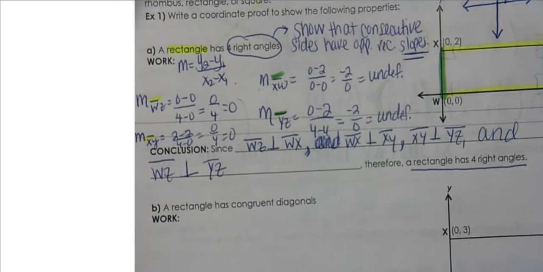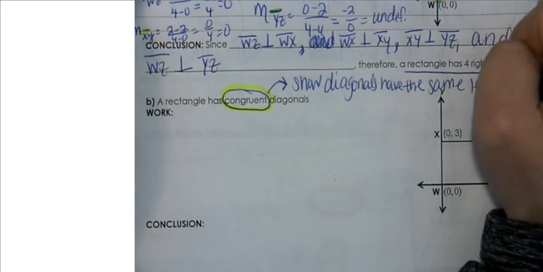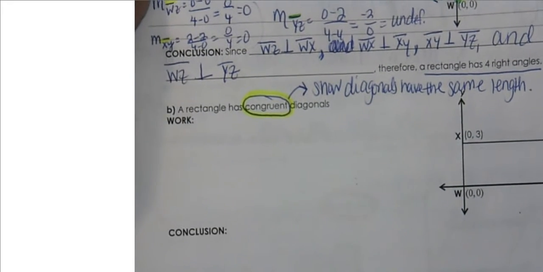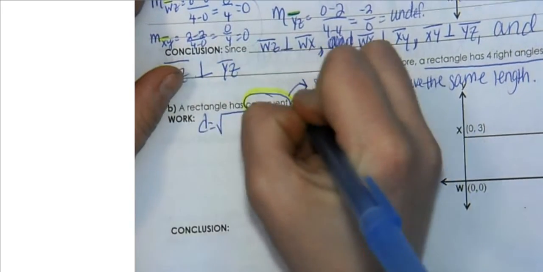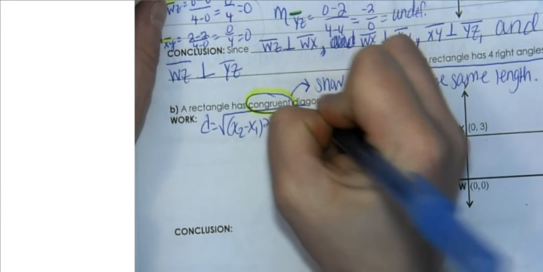All right, let's go ahead and look at letter B. Letter B says a rectangle has congruent diagonals. So when you see that word congruent, that means that we're going to be working with the distance formula. So we want to show that the diagonals have the same slope, I'm sorry, have the same length, excuse me. So we want to show that the diagonals have the same length. So that means that we have to be working with the distance formula. That is the square root of x2 minus x1 squared plus y2 minus y1 squared.